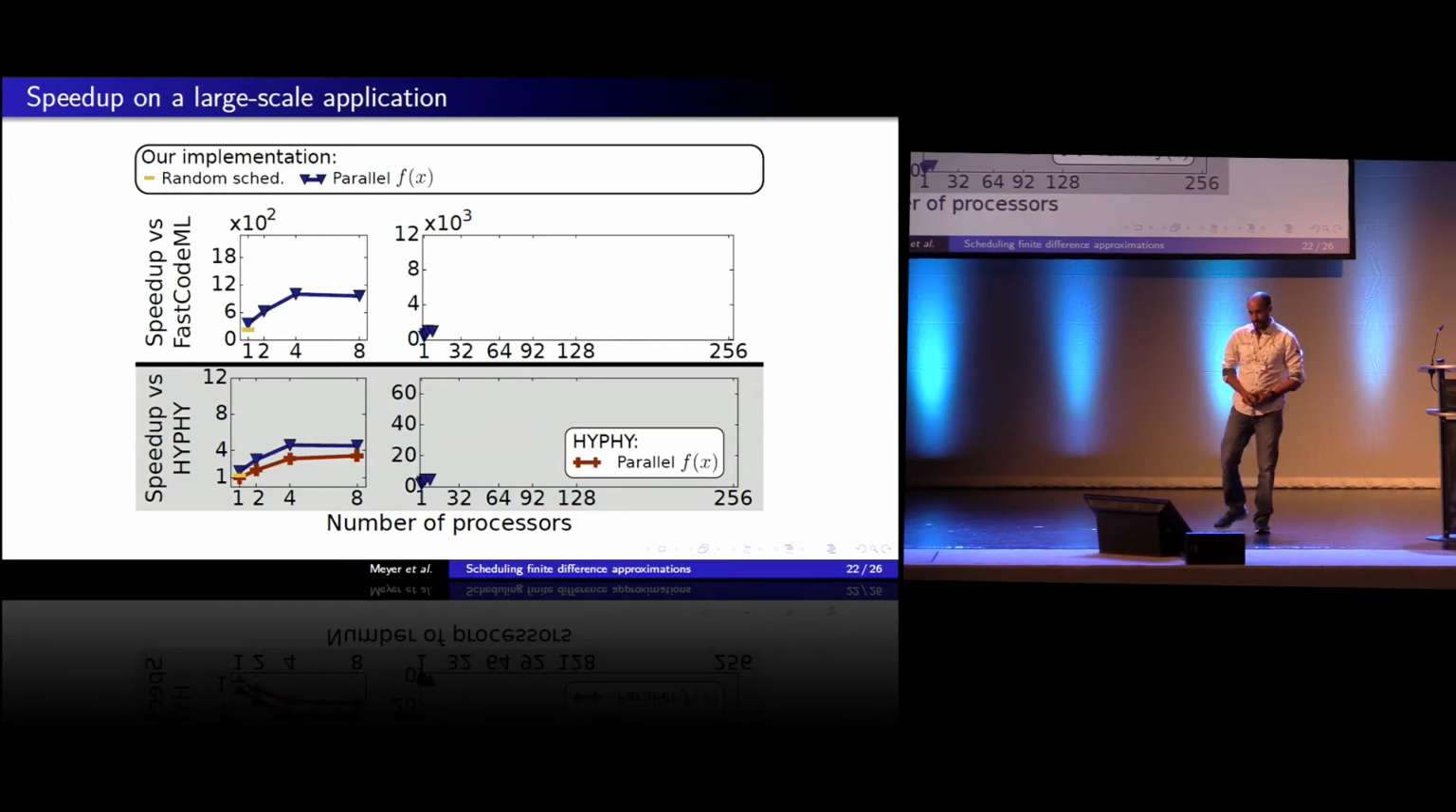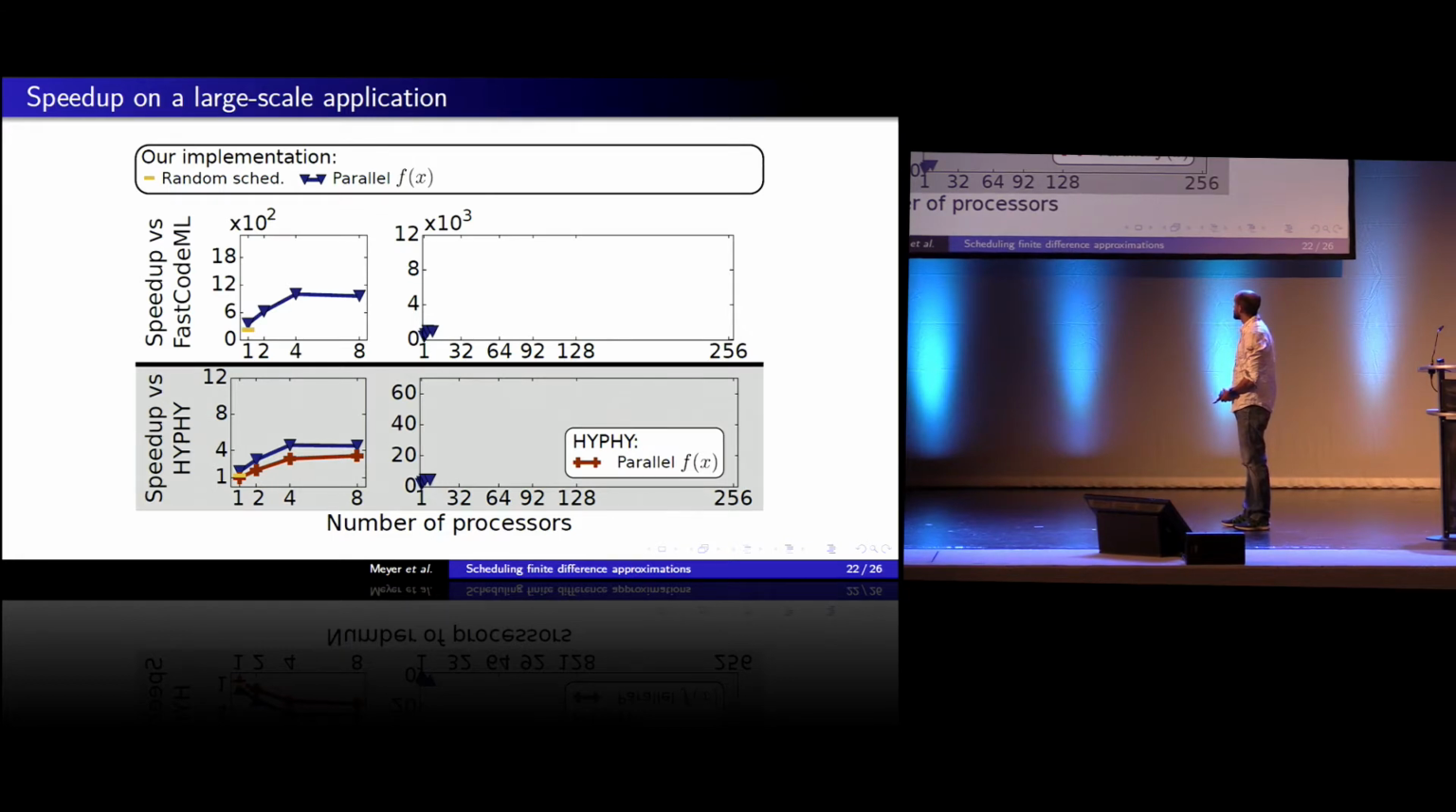Okay, so for the results, here you have the speedup. The top graph is for the comparison with FastCodeML. The bottom graph is for the comparison with IFI. Just note that here you have a 10 to the power of 2 and 10 to the power of 3 here.